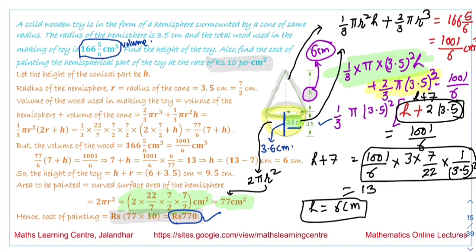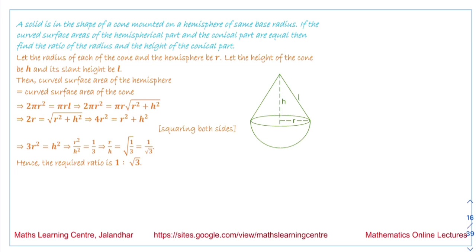Next, a solid is in the shape of a cone mounted by a hemisphere. So again this figure is given to us, that a hemisphere is there and a cone is on this hemisphere, and it is given that the radius for both the cone and hemisphere is the same. The curved surface area of the hemispherical part and the conical part are equal. So we are talking about the curved surface area of this conical part. The formula is pi rl, and the curved surface area for this hemisphere is 2 pi r square. The value of radius is the same for both.